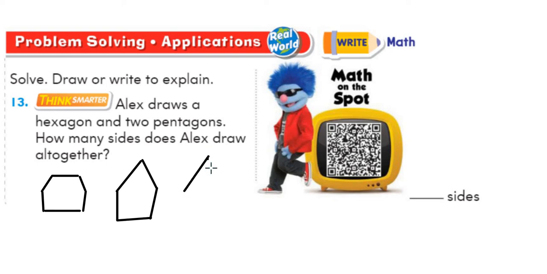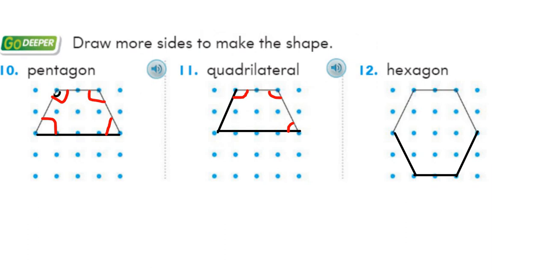And 2 of those. Okay. So how many sides did Alex draw altogether? Okay. So we know that the hexagon has 6 and the pentagons have 5. So we have 6, 5, and 5. So that's 5, 10, 15, and 6 is one more. So that would be 16 sides. Awesome.